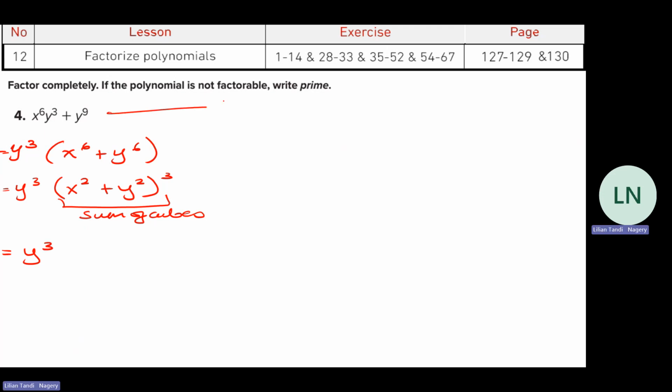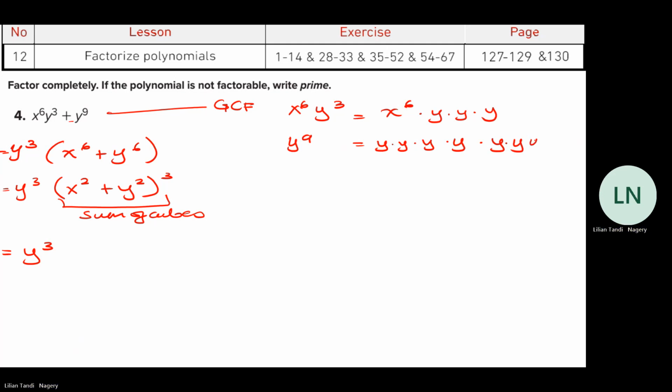So make sure you do step 1, GCF. x to the 6, because there's no number, I'm not breaking down x, so I'm going to leave it like that. So this is y, y, y. And then I'm going to do y to the 9th power. So y, y, y, y, y, y, y, y, y: 1, 2, 3, 4, 5, 6, 7, 8, 9. Okay, I want to do 3.